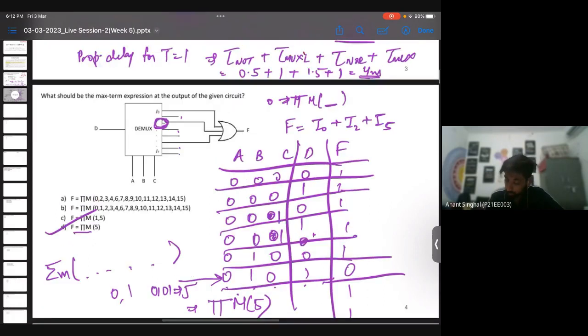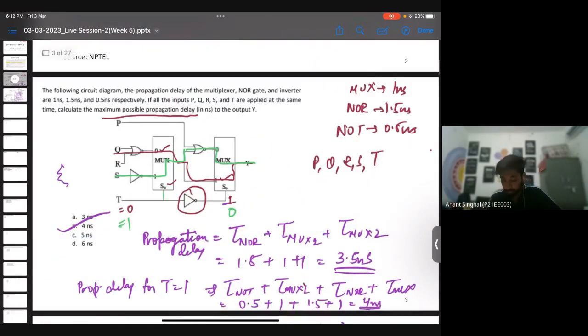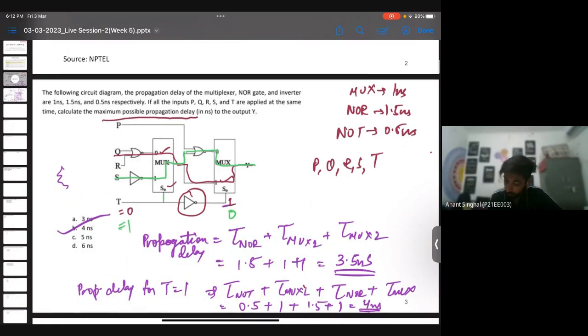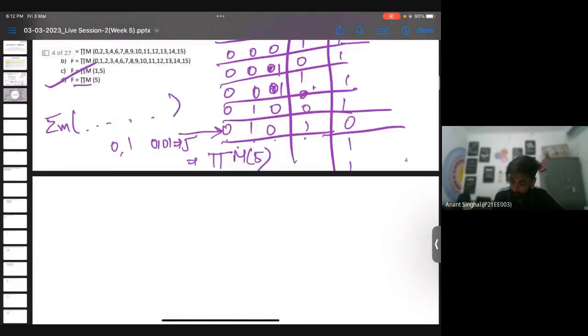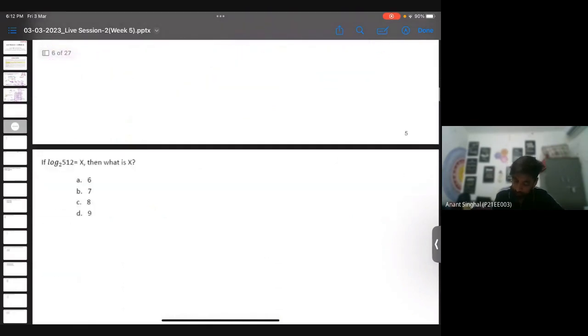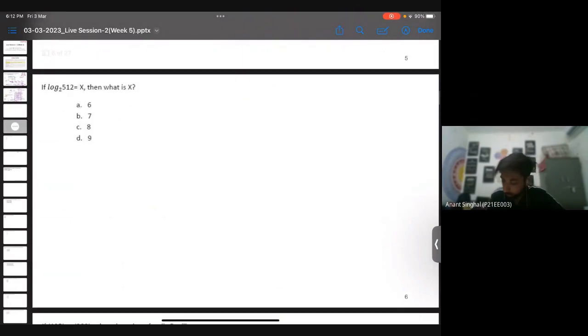So these were the two questions that were asked by students in the previous lecture. I tried to cover them in this lecture, and now we'll start with number systems, my bad, not binary algebra. With number systems, we can have a few basic questions. First of all, this is a basic question which will make you familiarize with the binary system.